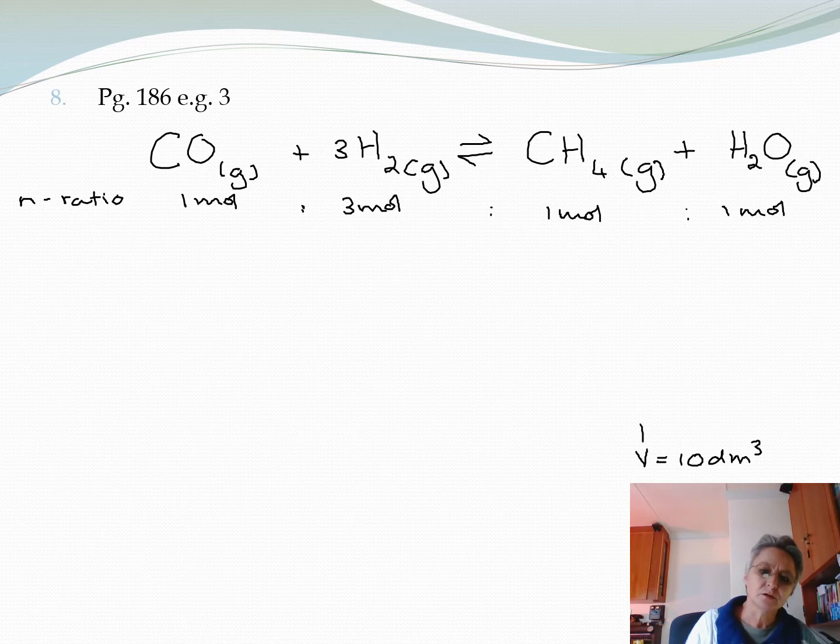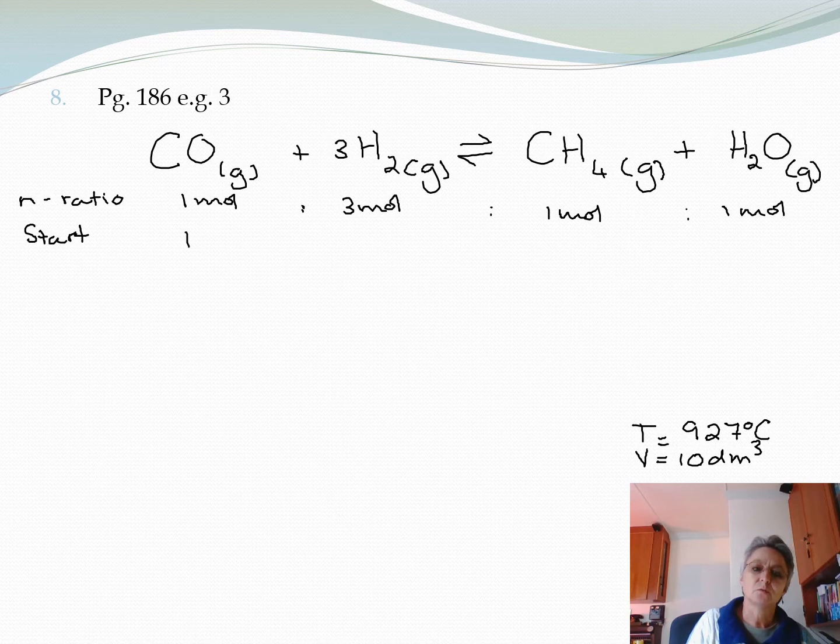And the temperature is 927 degrees Celsius. The reaction reaches equilibrium with 0.4 moles of water in the equilibrium mixture. Calculate the molar composition of the equilibrium mixture and the Kc value. So they want us to calculate the moles of each of the substances at equilibrium, and then from there the Kc value.